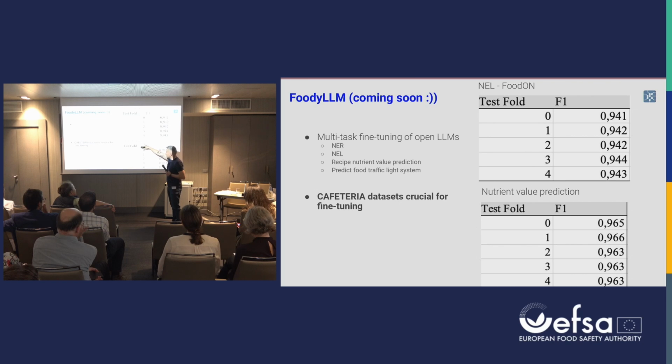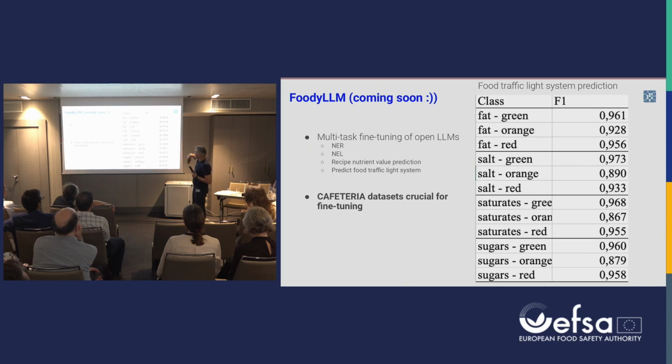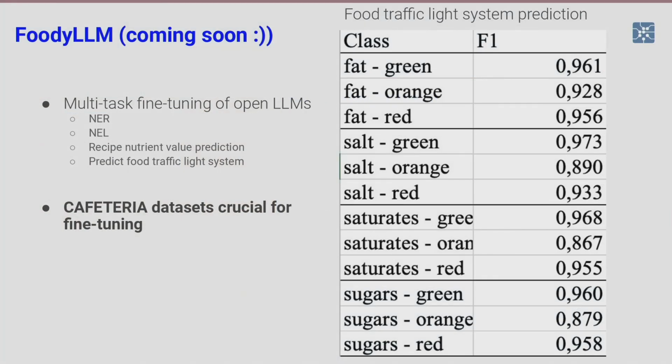And then if you think about nutrient value prediction, these are saturated fat, carbohydrates, proteins, everything aggregated across all of them. Look at the F1 score. If you ask ChatGPT, you will get an answer, but it's a hallucination, right? It's not true. And then if you look at this food traffic light system, these are some nice percentages about the classification, whether it's green, orange, red, and everything.